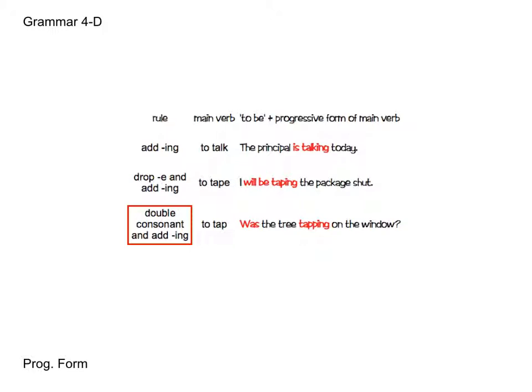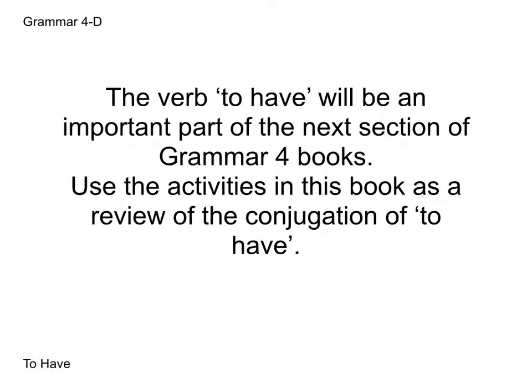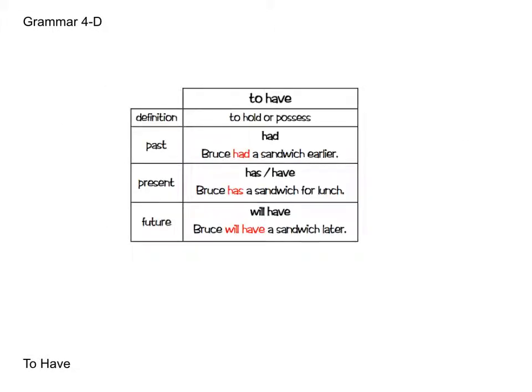We do not have a reference page in the back of this booklet with the different verbs. However, we will not be using new verbs or very few new verbs in this booklet. If for some reason you're unsure as to how to spell it, you may always use a dictionary. Now we're going to go over to have. The verb to have will be an important part of the next section of Grammar 4 books. Use the activities in this book as a review of the conjugation of to have. So let's go over those conjugations right now.